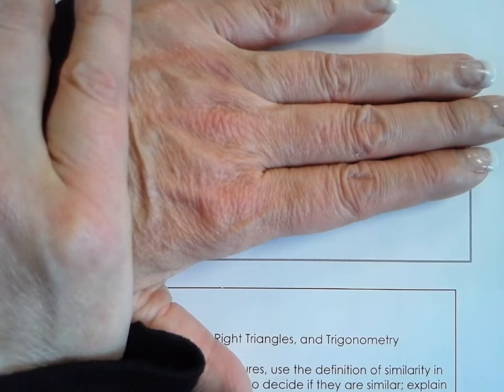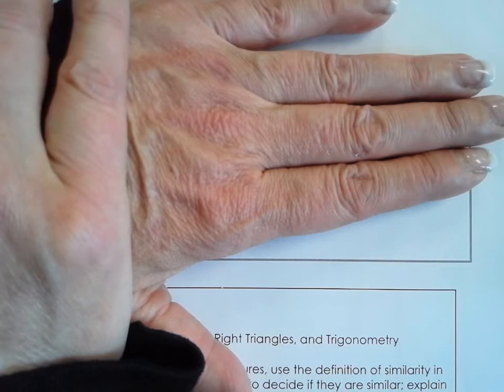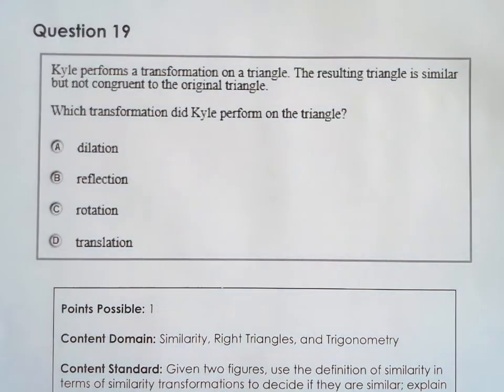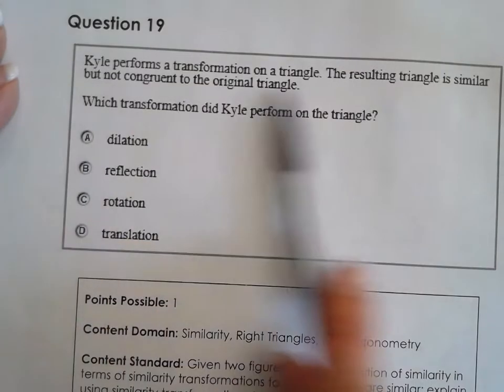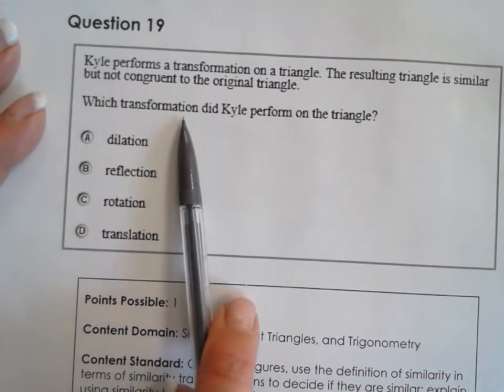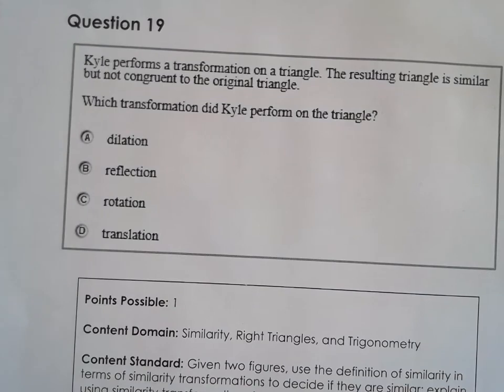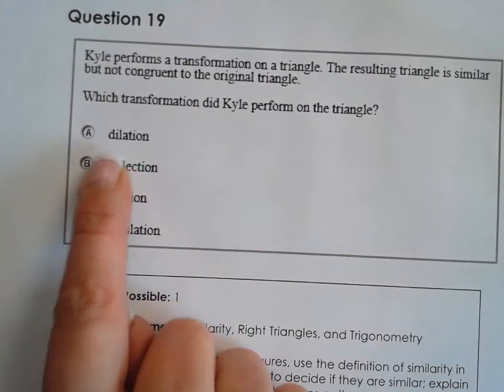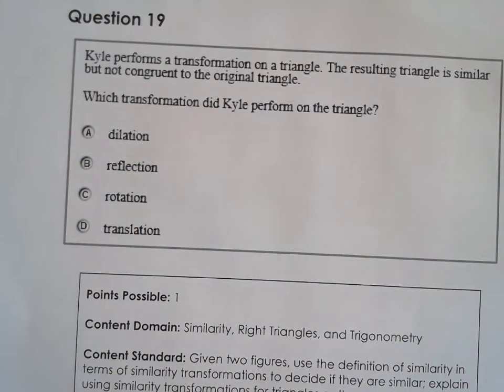Which transformation makes similar triangles? Dilation. Because what do the other ones do? They just move it. They're rigid motions. So the resulting triangle is similar, but not congruent. What transformation did he perform? Dilation. Easy peasy one. Good.